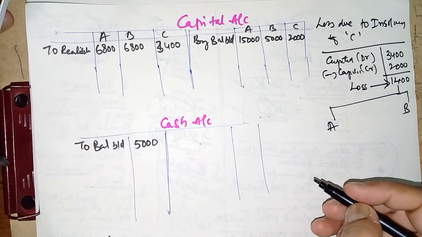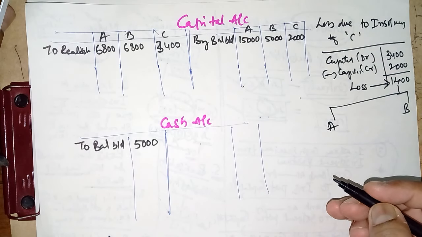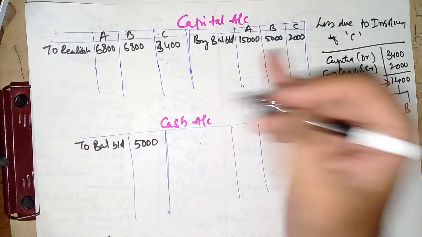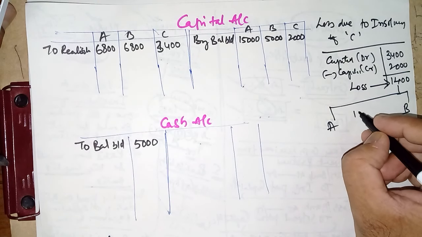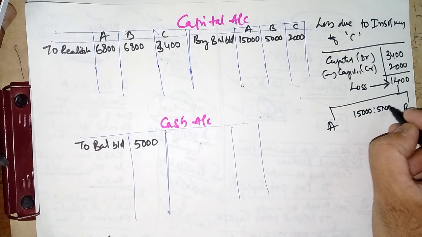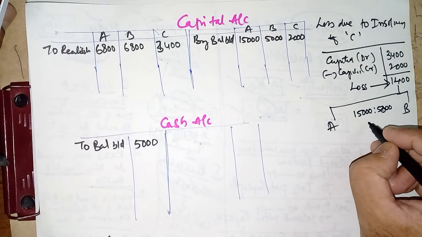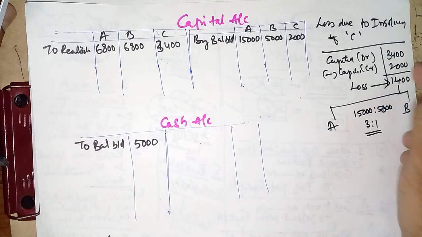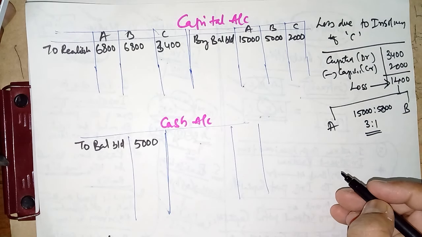The question arises, in which ratio? In the ratio of capital as well as adjustment of profit. In this case the capital ratio is 15,000 is to 5,000. Therefore it is 3:1. In this ratio, this loss is to be borne.